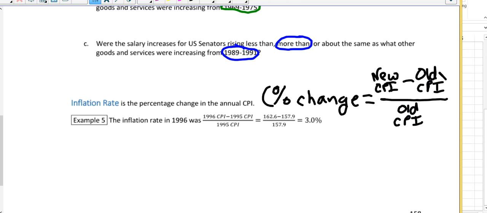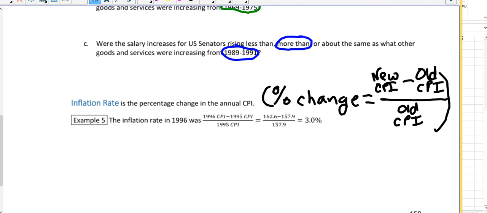So inflation is really just the percent change in the CPI. For example, inflation for 1996 is the percent change in CPI from 1995 to 1996. So it's new minus old divided by old. New is the current year. Think about 1996, it's not yet 1997, so this is the new year, and then minus the old year, and then divided by the old year. So the inflation rate for 1996 was 3%.